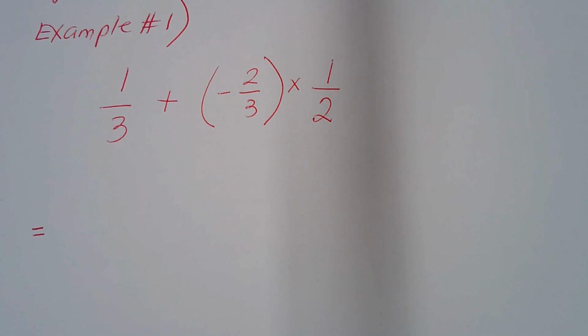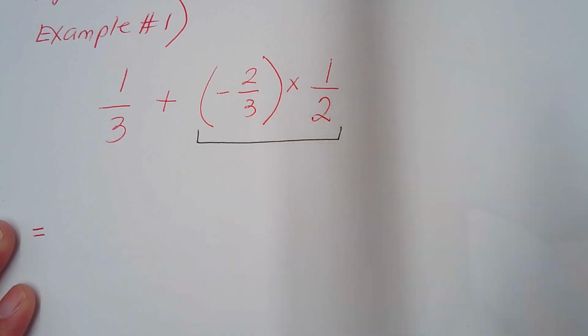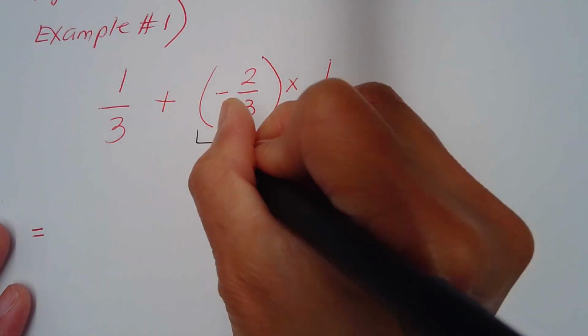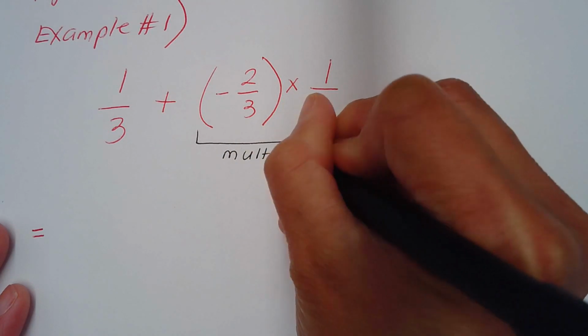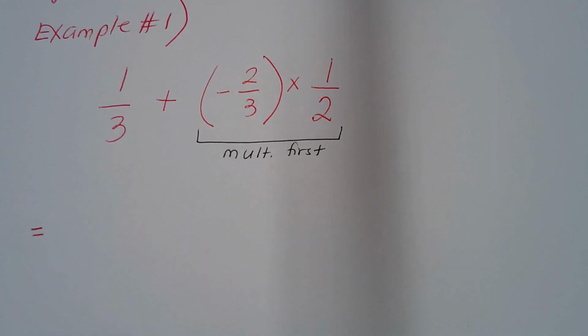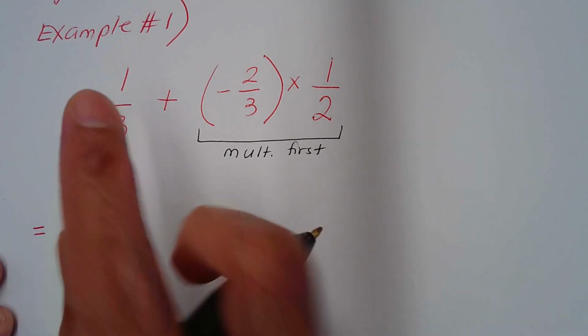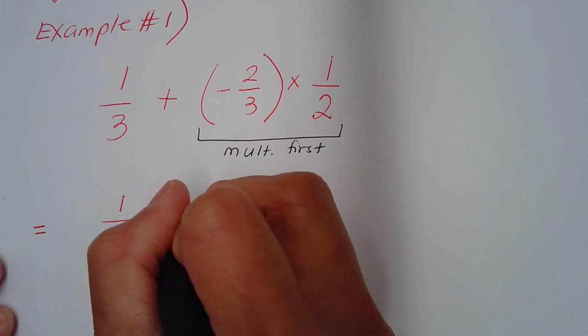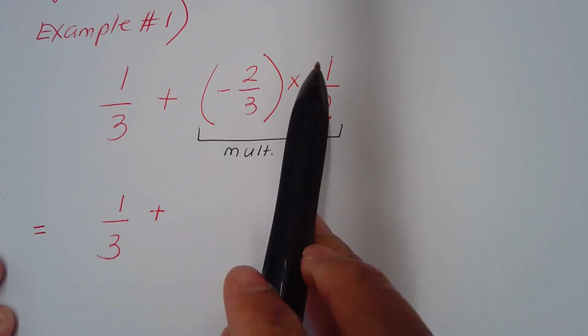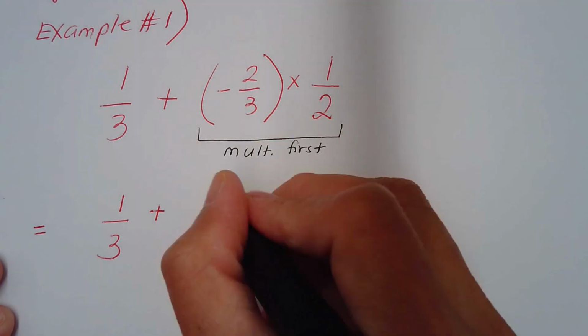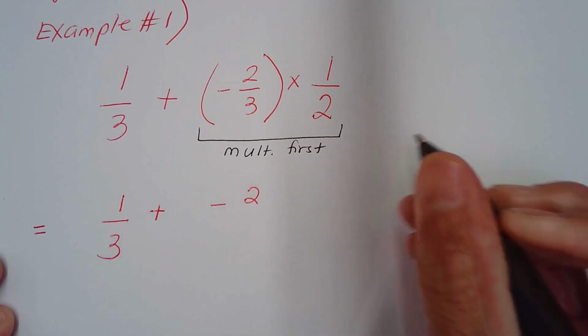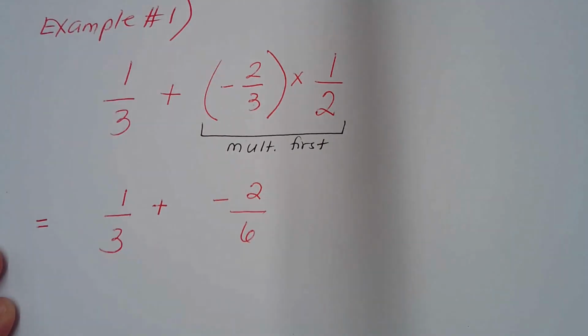Okay, so we're going to multiply first. So we're going to do this one first. Okay, so how do we do that? How do we multiply again? Numerator times numerator, denominator times denominator. Yes? Okay. So what do we do with this one? Let's write it down. Okay, so how is that? Numerator times numerator would be negative 2 over 6. Good.